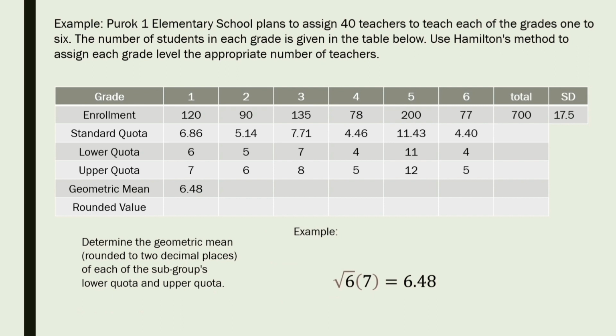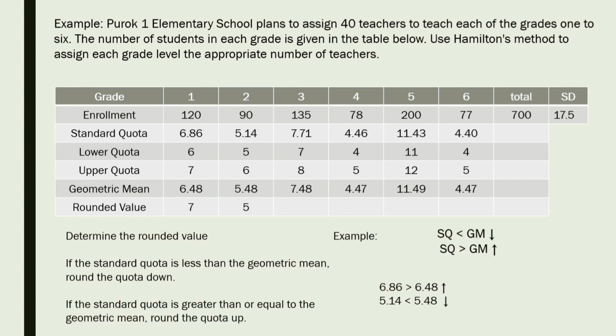You can get it by getting the square root of 6 times 7, which is equal to 6.48. These are the results we got after we finished by getting the square root of upper quota times the lower quota. To determine the rounded value, if the standard quota is less than the geometric mean, round the quota down. If the standard quota is greater than or equal to the geometric mean, round the quota up.